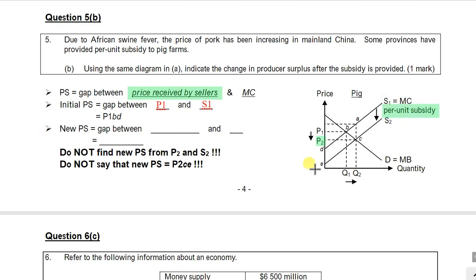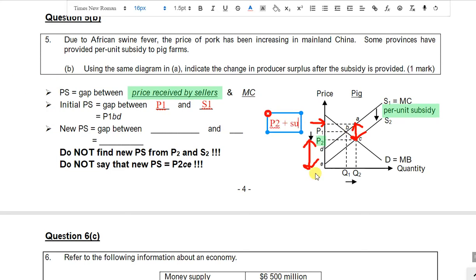How can I find that P2 plus subsidy? P2 is this vertical distance, right? So we know that this vertical distance is P2. And where is the subsidy? Subsidy is the difference between the two supply curves. Then you can find out the subsidy here between A and C. And if you are going to find out the price received by the sellers, then it should be equal to this amount, which is the sum of P2 and the subsidy. And that's why, may I write it down in this way, this is price 2 plus subsidy. This is something we have to consider here.